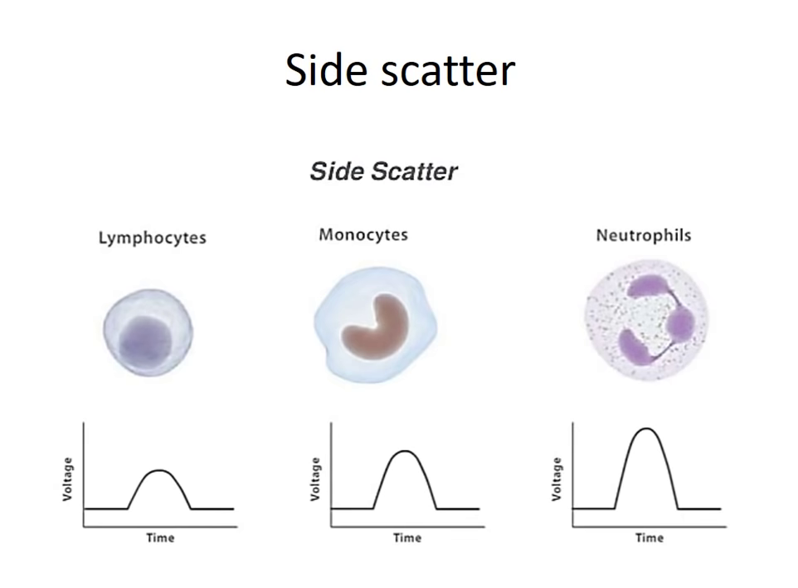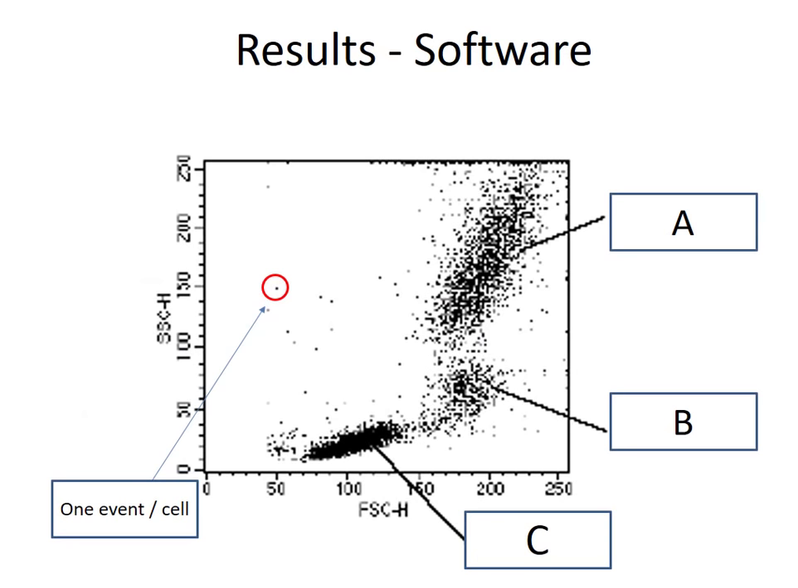And here you can see, here's an example of side scatter. The higher the voltage, the more complex the cell is. Now this is a very poor slide, unfortunately. But lymphocytes have very little internal complexity. Monocytes have very little, but neutrophils have a lot of cytoplasmic granules, which is why you get a high voltage. Okay? Now, that's how it detects this.